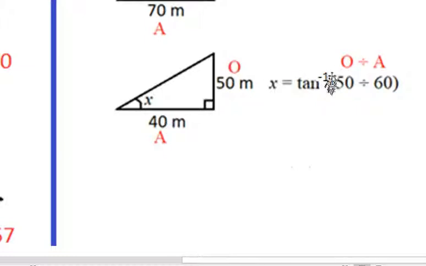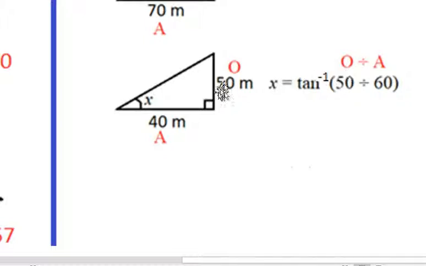And we're going to use inverse tan. Why? Because we're trying to find the angle. Whenever you're trying to find angles, use inverse tan. Press shift tan or inverse tan on your calculator, and then in brackets you've got O divided by A.